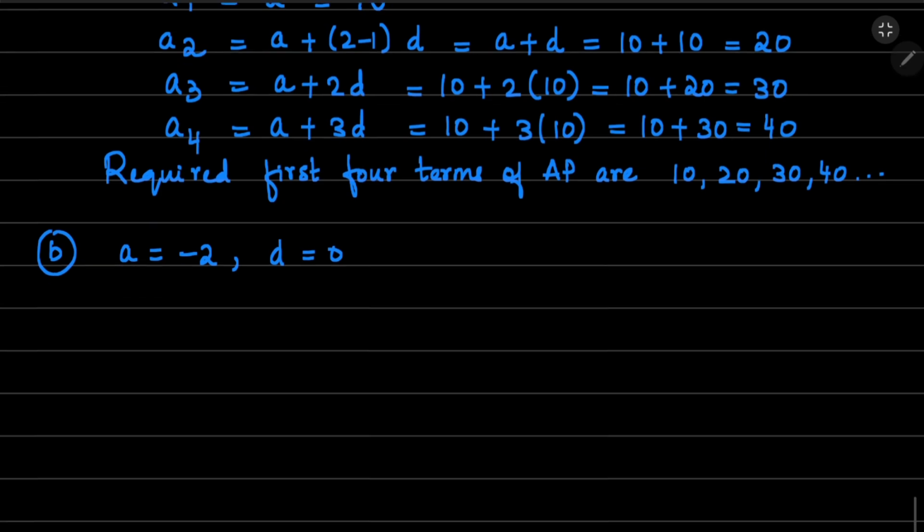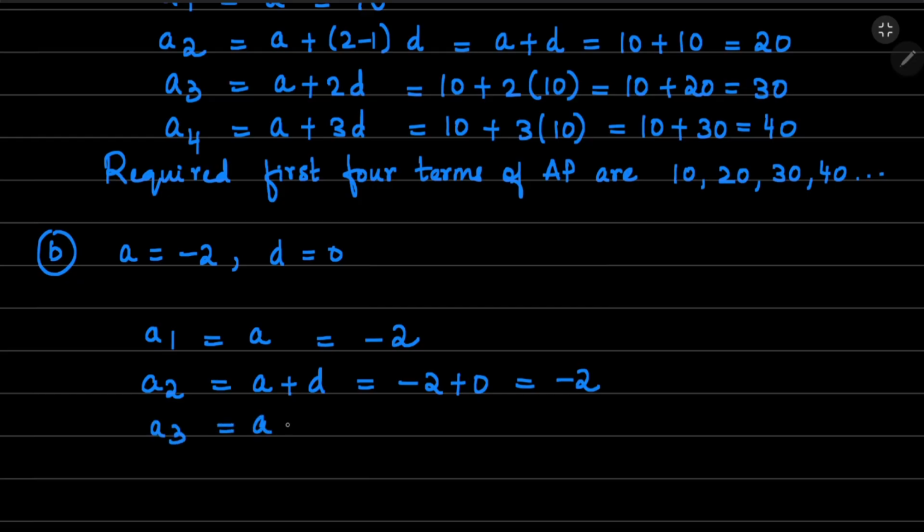Right? So when there is no difference at all, that means all the terms are going to be the same. Okay, but still let's write the steps. So what is your A1? A1 is A, that is equal to minus 2. What is A2? It is A plus D, which is minus 2 plus 0, which is equal to again minus 2. There is no difference at all. That means all the terms are the same.